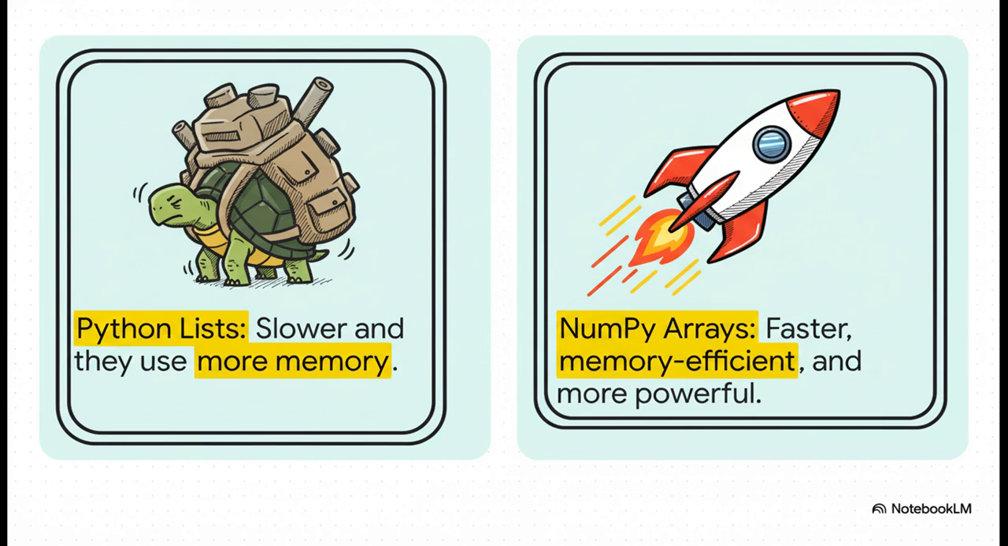And this really gets to the heart of it. On one hand, you've got your standard Python lists. They're super flexible, which is great, but that flexibility has a price. They can be slow, and they eat up a lot of memory. Then you have NumPy arrays. These things are built for one thing: speed. They're way faster, much more memory efficient, and just pack so much more power when you're crunching numbers.